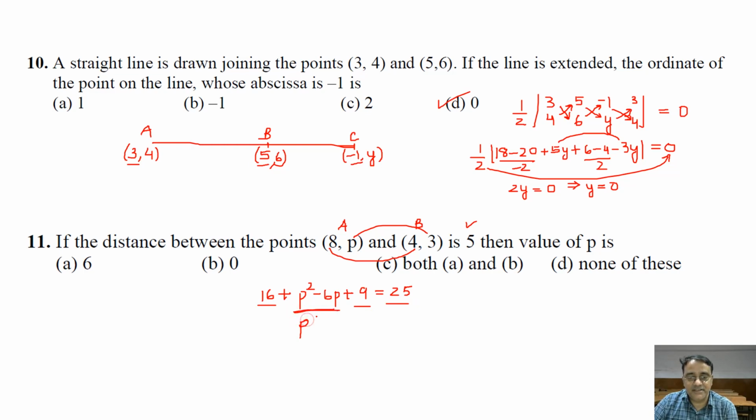So the factor of this is P into P minus 6. So we are getting two values, either P is equal to 6 or P is equal to 0. The question has 6 given in option A, 0 given in option B, and it is written here both A and B. So which option is the correct one? Option C. Option C, right. Any doubt? No, sir. Okay, fine.